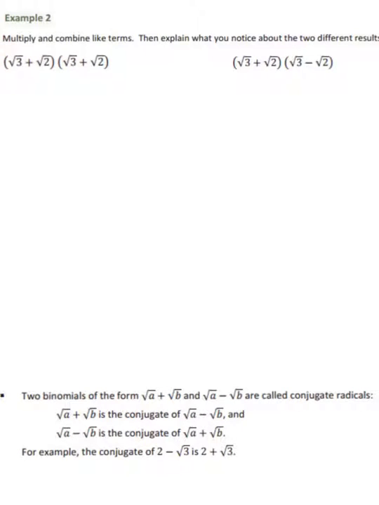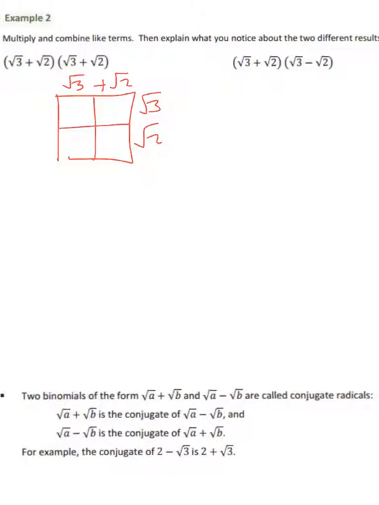In the first slide, we got a binomial here. It says multiply and combine the terms and explain what you notice about the two different results. So, for some of you with the box method, we'll set it up here. I've got square root of 3 plus square root of 2 times square root of 3 plus square root of 2. If I multiply the first box, square root of 3 times square root of 3, that's square root of 9, which is 3.